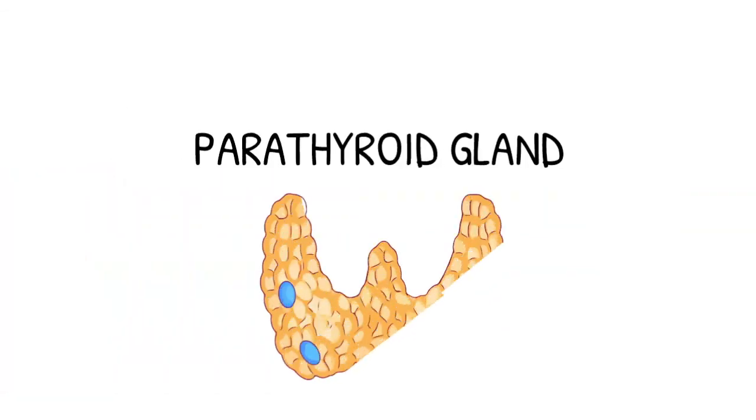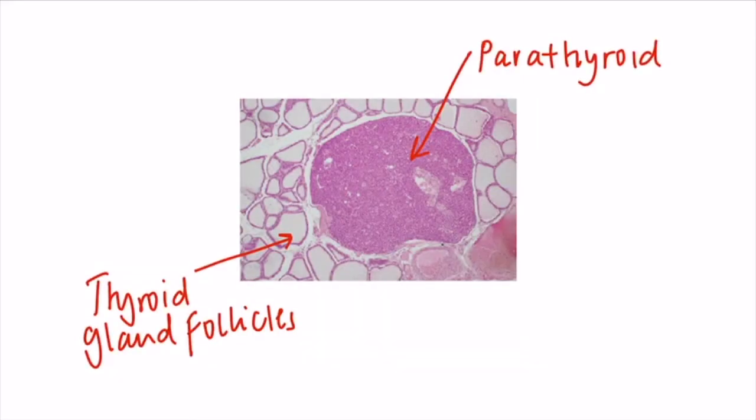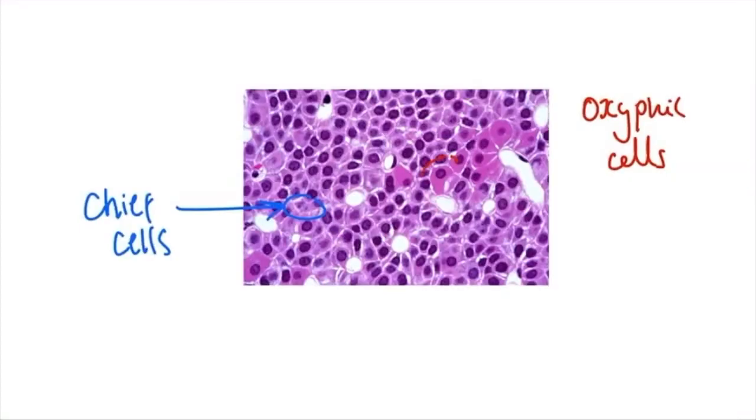Next is the parathyroid gland. These are four pea-sized structures that are found within the thyroid. It is found in the capsule of the thyroid gland, and you can clearly see thyroid gland follicles surround the structure. It contains two types of cells, chief cells and oxyphil cells. The chief cells are small and pale, and oxyphil cells are lighter stained and larger, seen here.